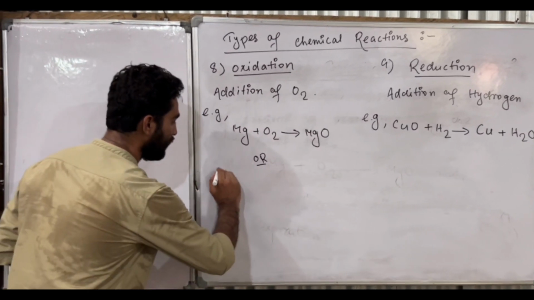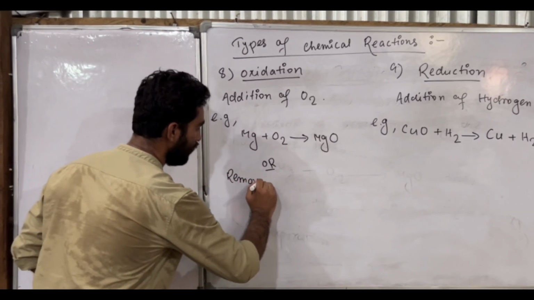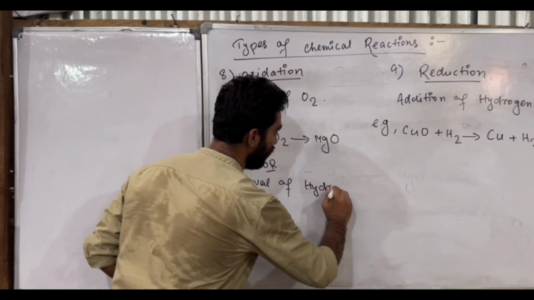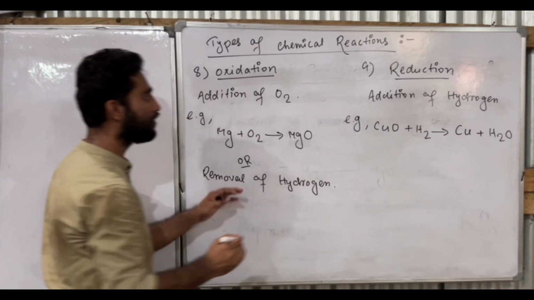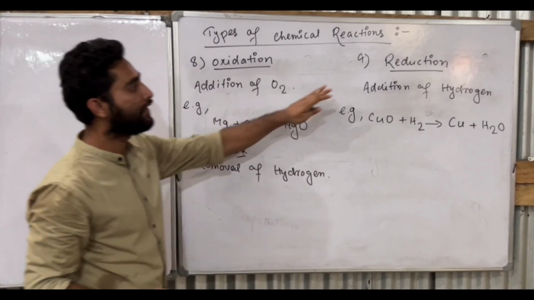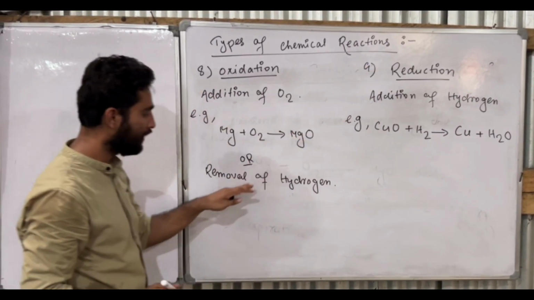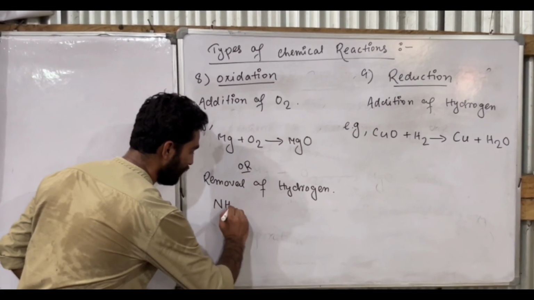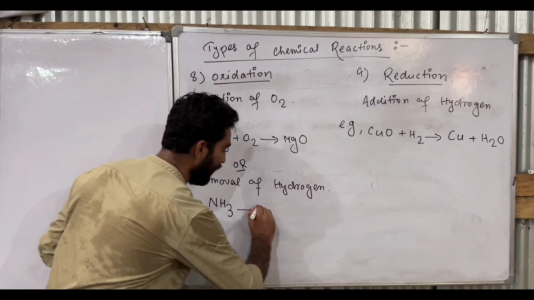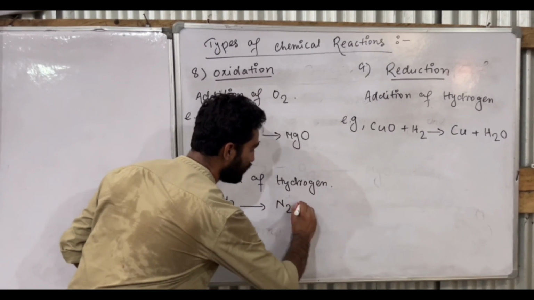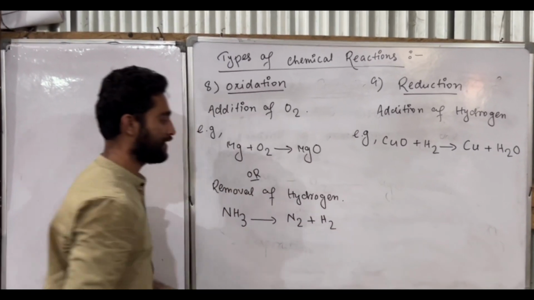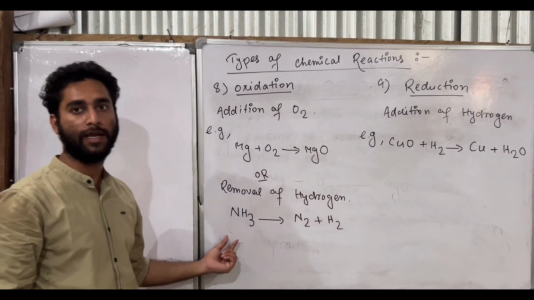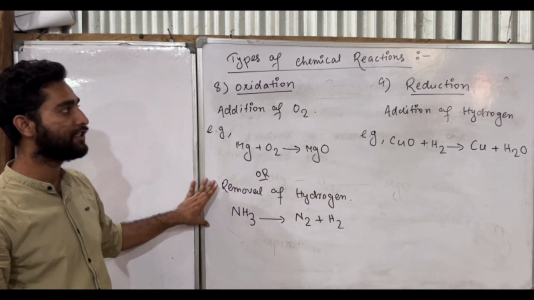We can say removal of hydrogen from a substance is also called oxidation. See, the addition of hydrogen is called reduction, removal of hydrogen is called oxidation. For example, ammonia breaks into nitrogen plus hydrogen gas. So here you see the hydrogen gets removed from the ammonia. So that is why it is called oxidation.